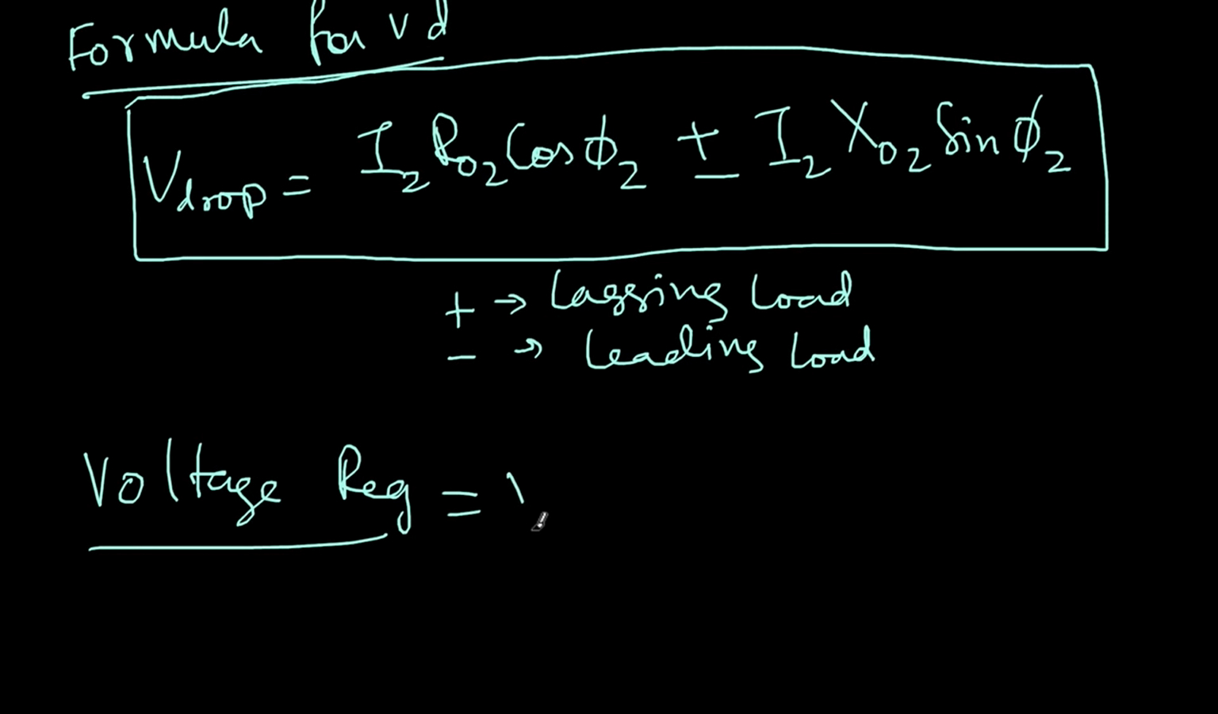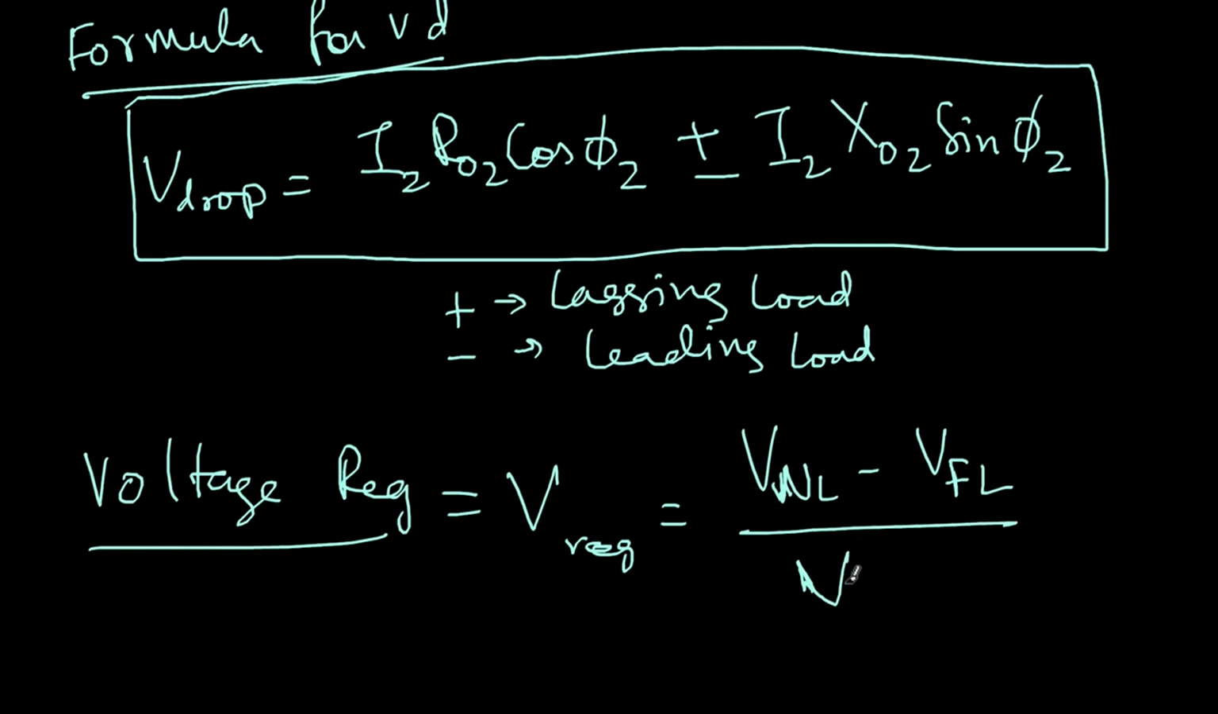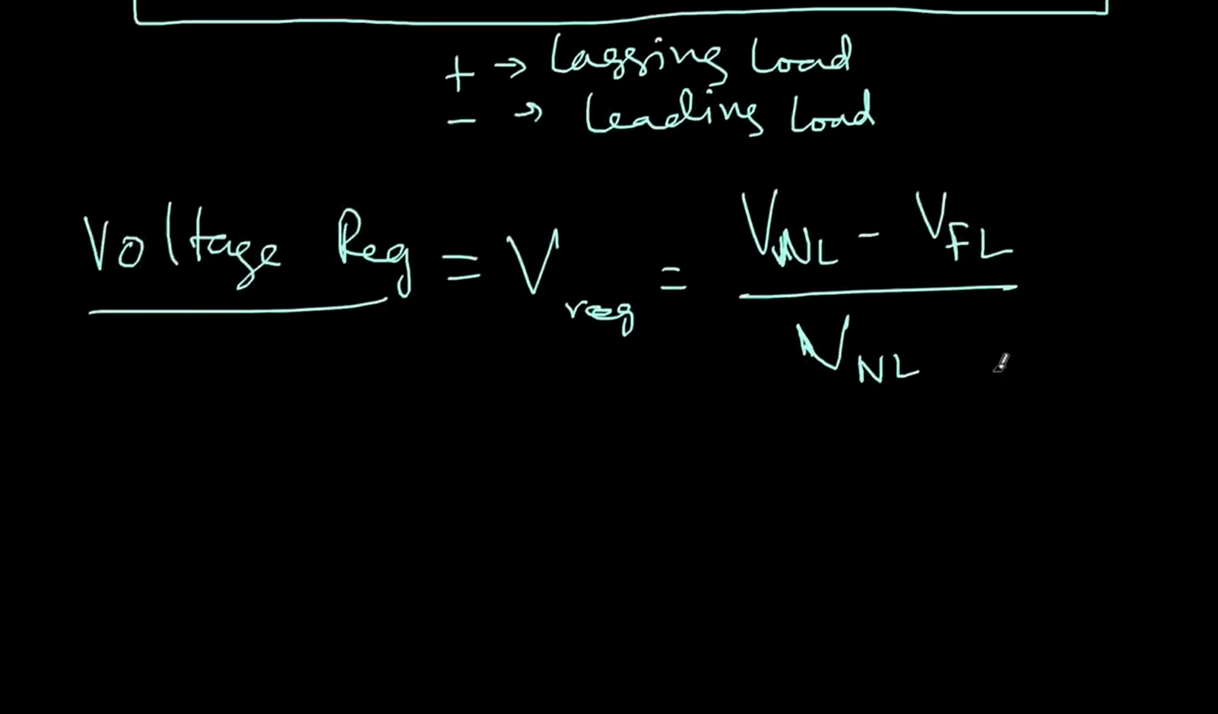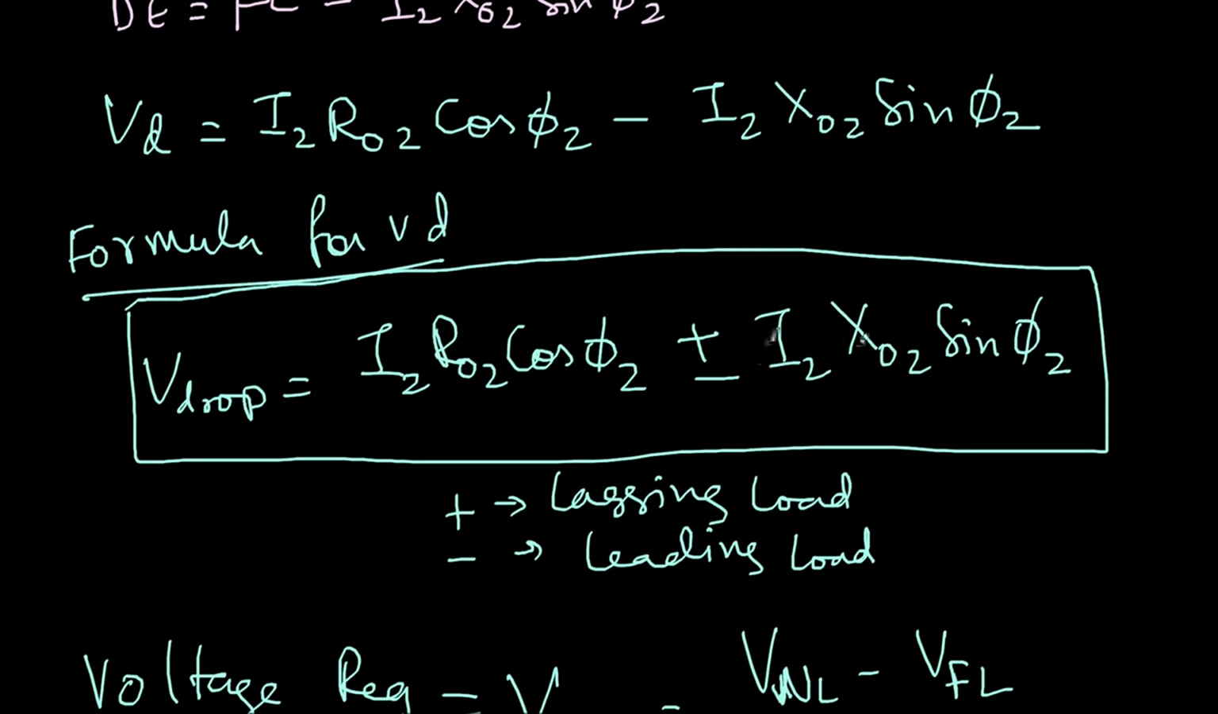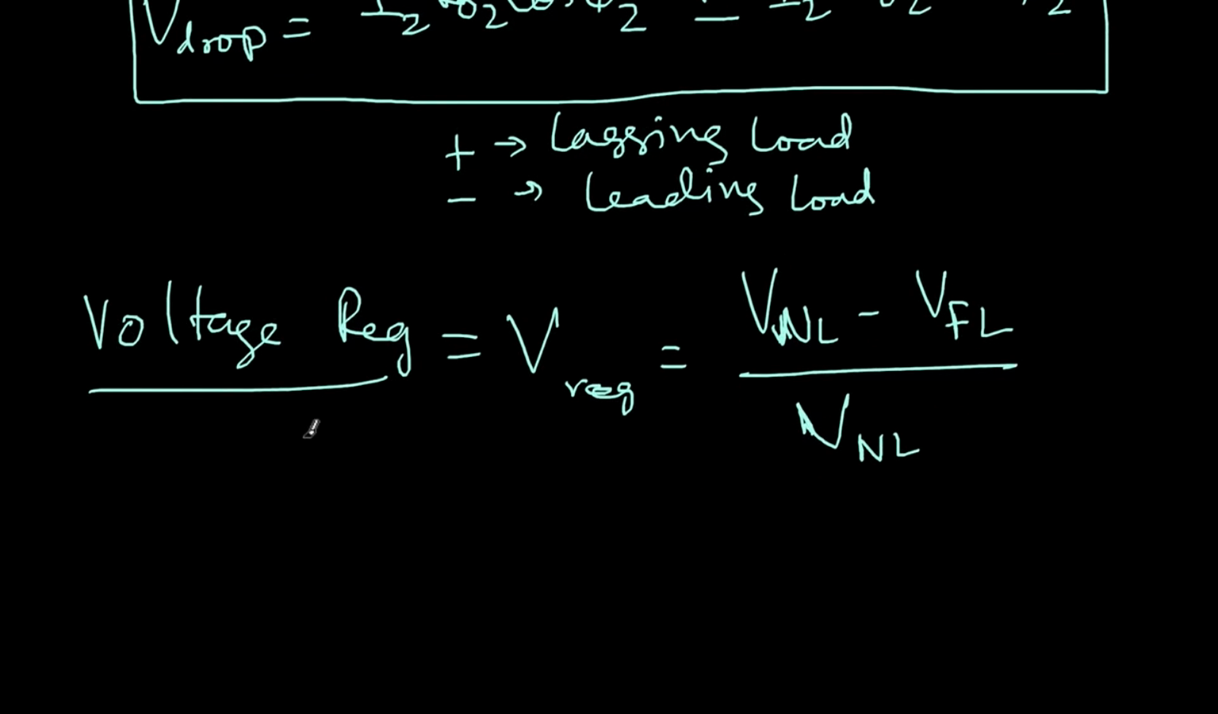Voltage regulation is nothing but Vreg, and it's a percentage actually. It is voltage under no load minus voltage under full load, divided by voltage under no load. Voltage under no load minus voltage under full load is nothing but the voltage drop. So I can divide this entire thing by no load voltage. This is nothing but voltage drop by no load voltage, which is the rated voltage V2.